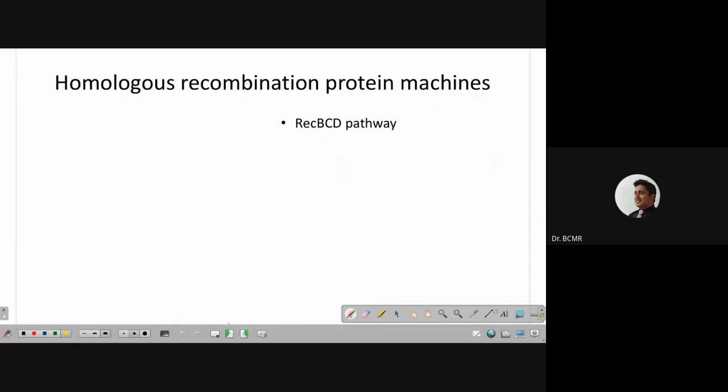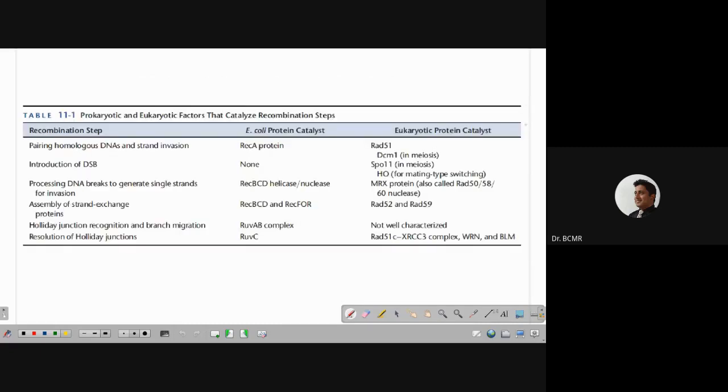Let's see a pathway, and that is called the RecBCD pathway, Rec for recombination. There are several genes involved in it, and that is what we are going to see, about how E. coli can take up this DNA and integrate that information into itself, thereby allowing its own genome to, say, recover from the mutations. So there are several steps in it.